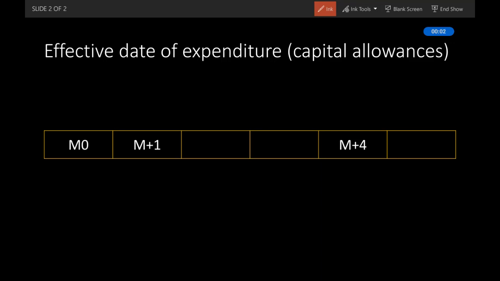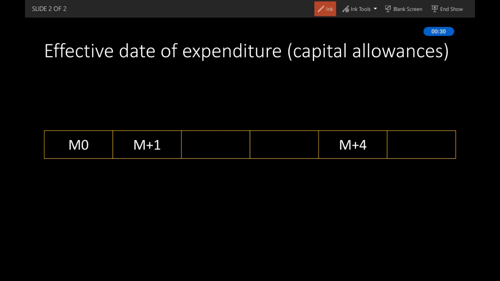When we look at capital expenditure for plant and machinery, we need to know the effective date of such expenditure. This is, for example, very important when we want to allocate capital allowances to the correct period. Capital allowances permit the business to knock off some of the profits, essentially, with this expenditure to then pay less tax.